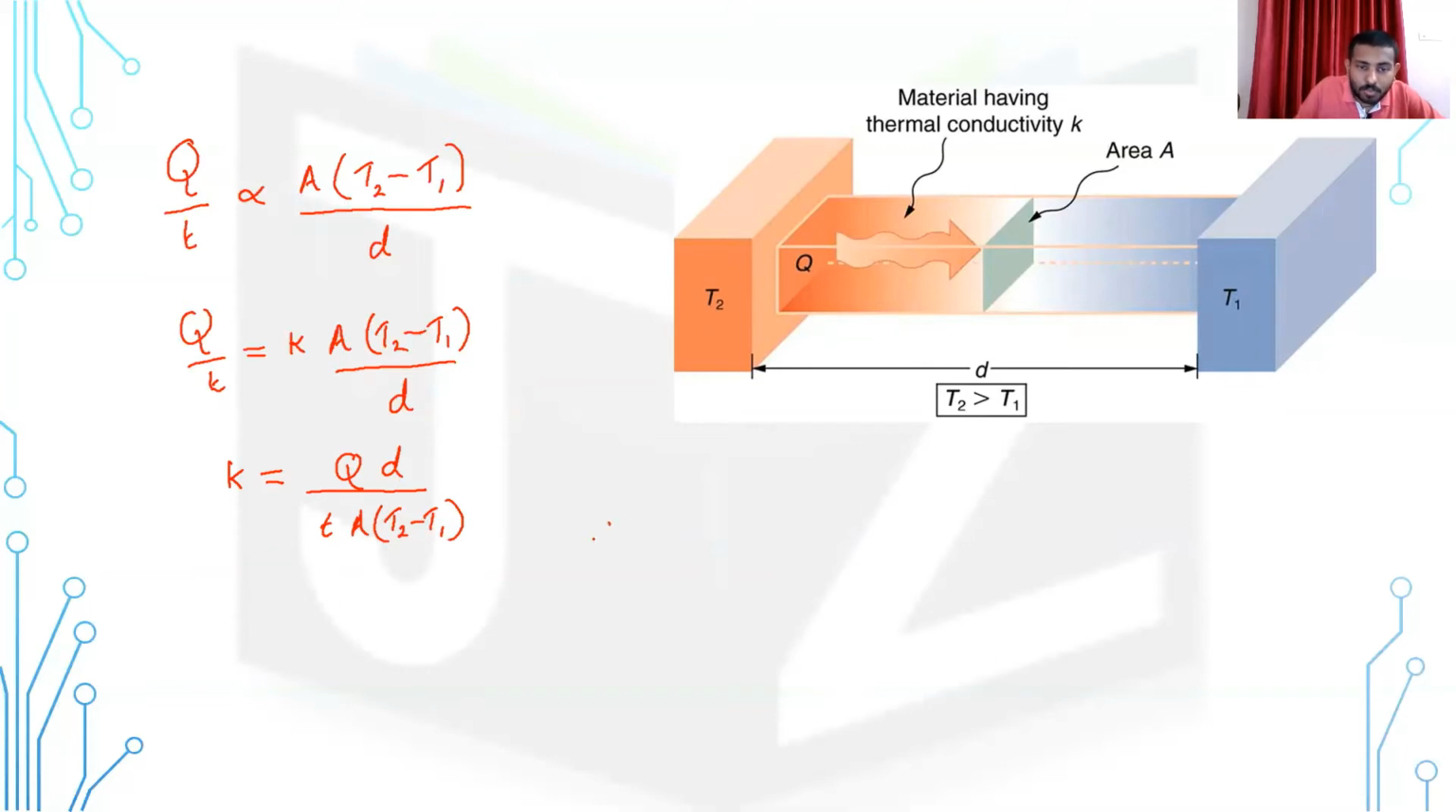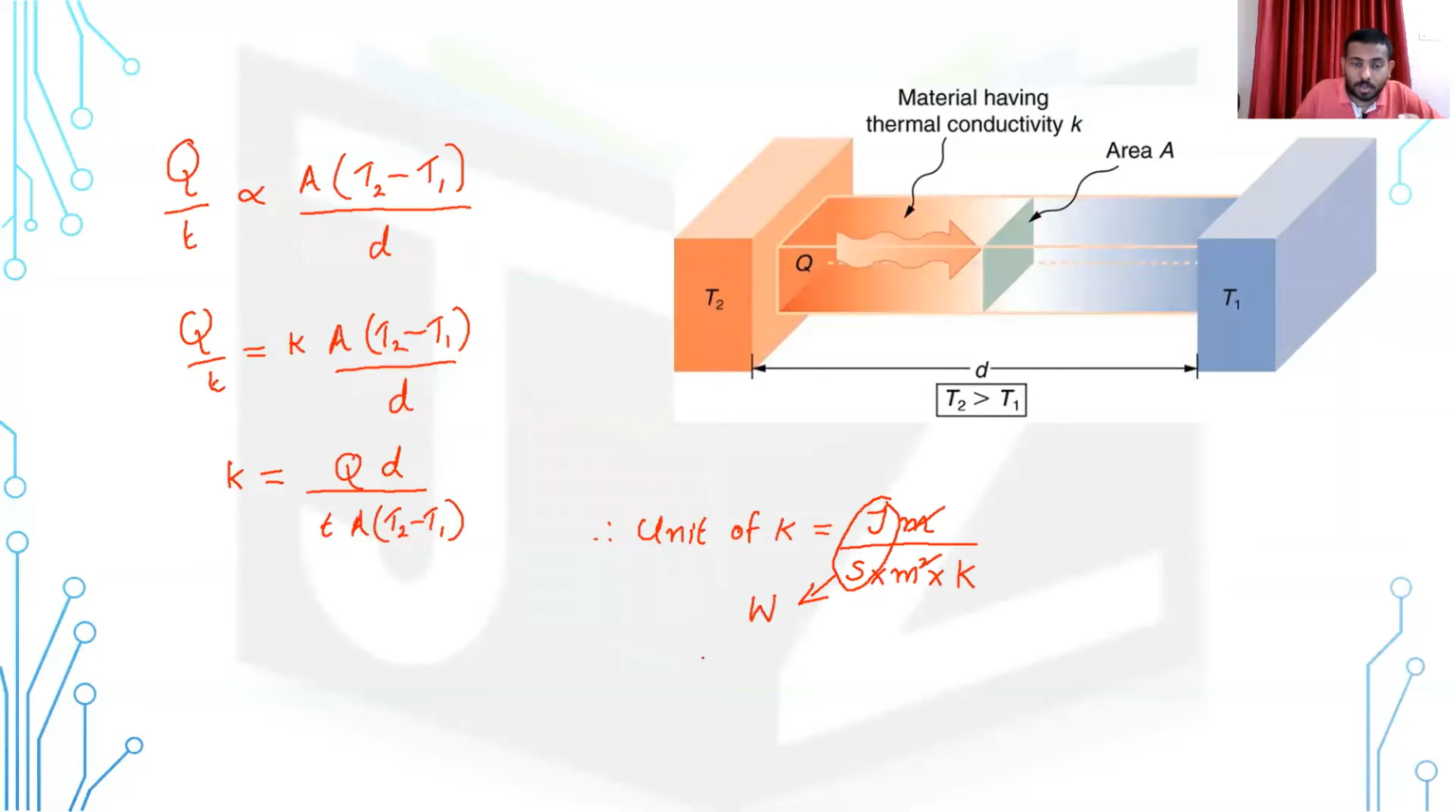Therefore, what is the unit of K? The heat energy is in joule, the distance, that is the thickness, is in meter, time t is in second, the area is in meter square, and the temperature difference is in Kelvin. Note that the capital K is used to denote the Kelvin. Here meter square and meter square cancel, and the remaining is joule per second meter Kelvin. But we know that joule per second can be written as watt. Watt is the unit of power.